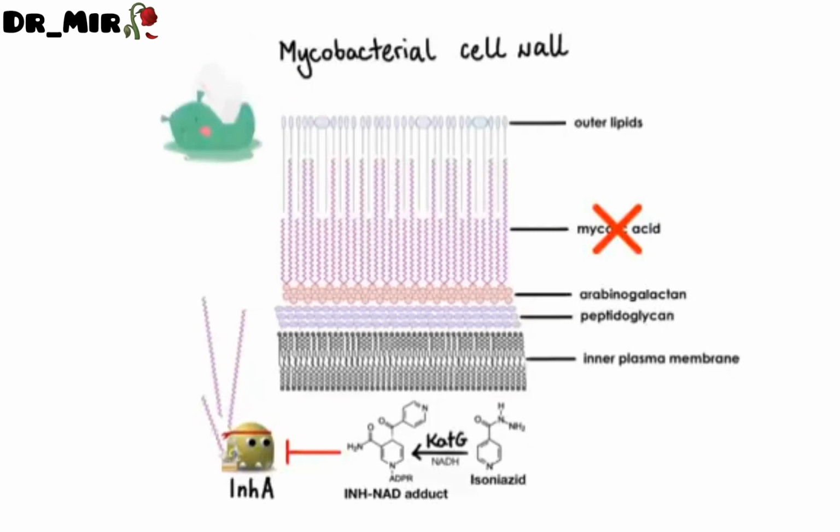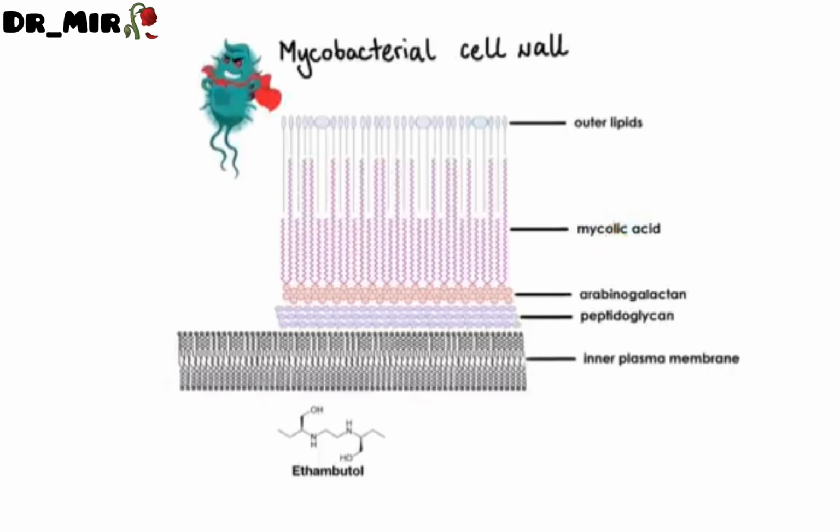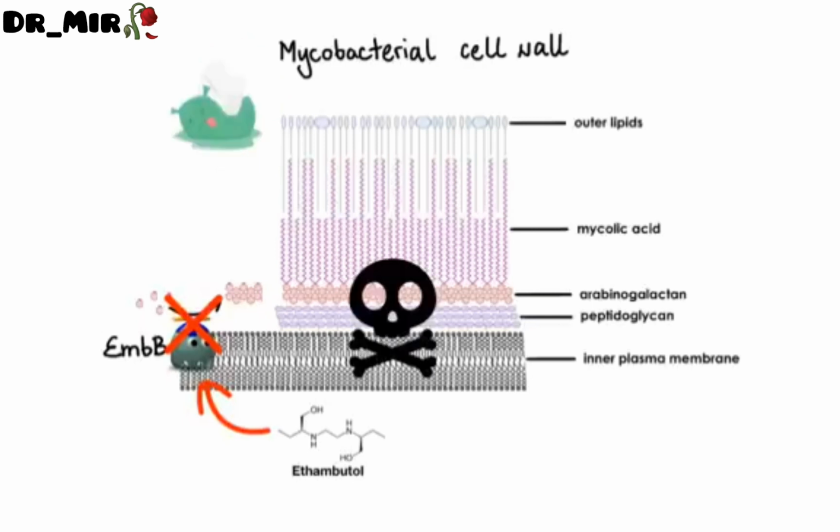Now, let's talk about our second drug, that is ethambutol. So the primary mode of action of ethambutol appears to be the inhibition of a membrane-associated enzyme called arabinosyl transferase EmbB. This is the enzyme that mediates polymerization of arabinose into arabinogalactan, an essential component of the mycobacterial cell wall. So as a result of this enzyme inhibition, the cell wall permeability increases, allowing toxic substances to enter the cell.